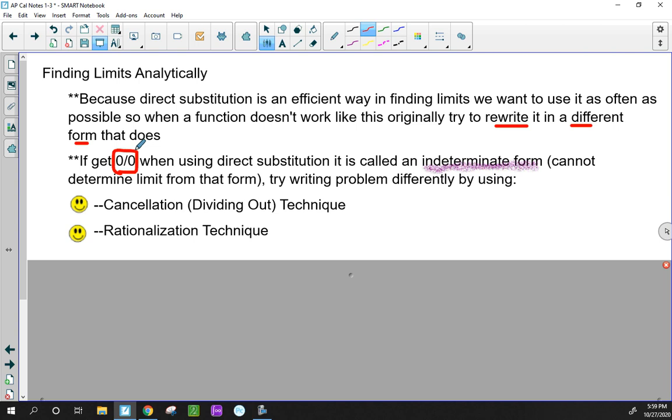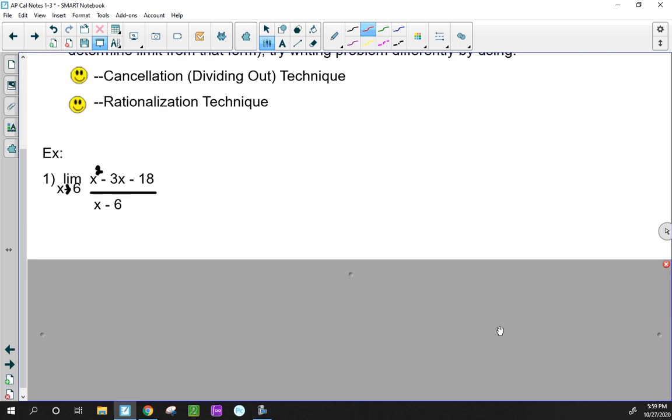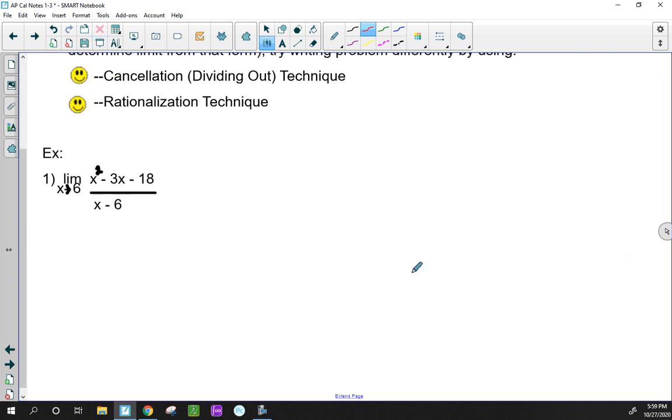When you get an indeterminate form and you know that direct substitution doesn't work nicely for you, I need you to try to write the problem differently using either the dividing out technique or the rationalization technique. Example 1. The limit of this as x approaches 6 is what?